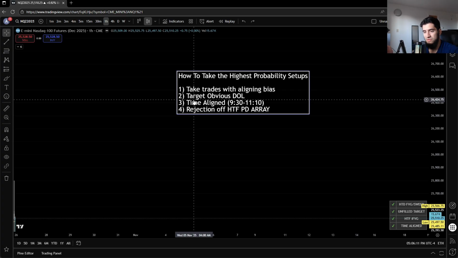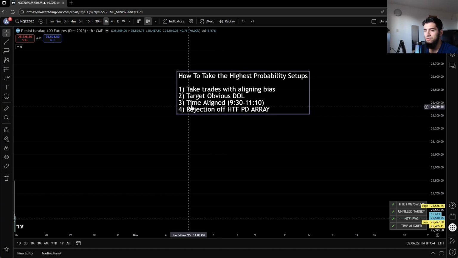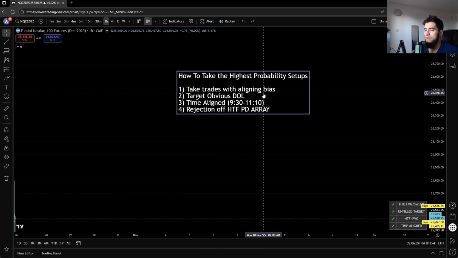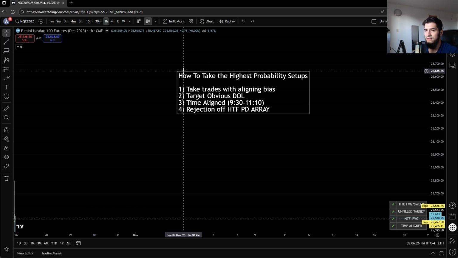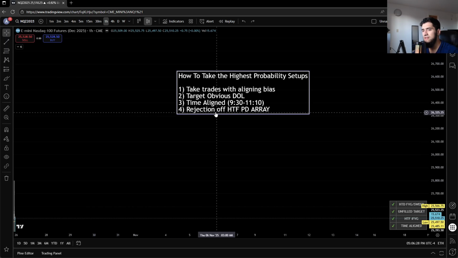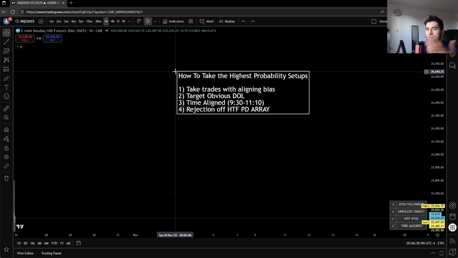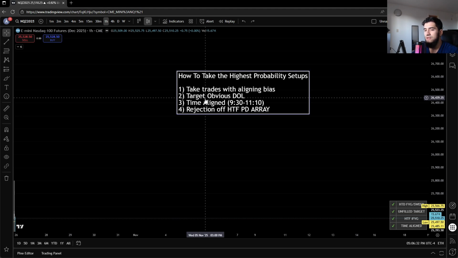Obviously when you're at all-time highs, you want to keep on taking buys, you want to keep on longing, but at some point you can't really tell where the next draw on liquidity is. This becomes very important, because if you don't have an obvious draw on liquidity, it can be very, very hard to target anything. It's not that you're gambling, but you're kind of just hoping for some sort of target to get hit.